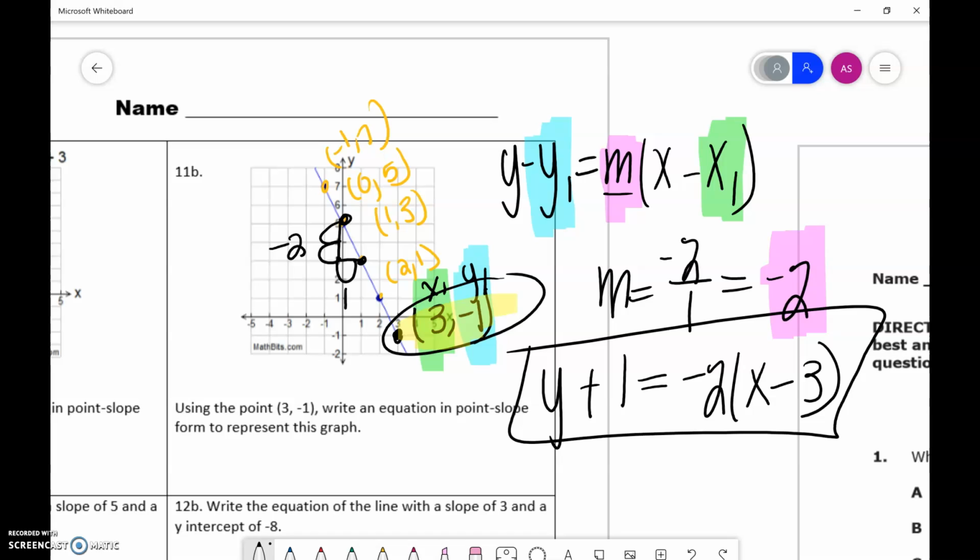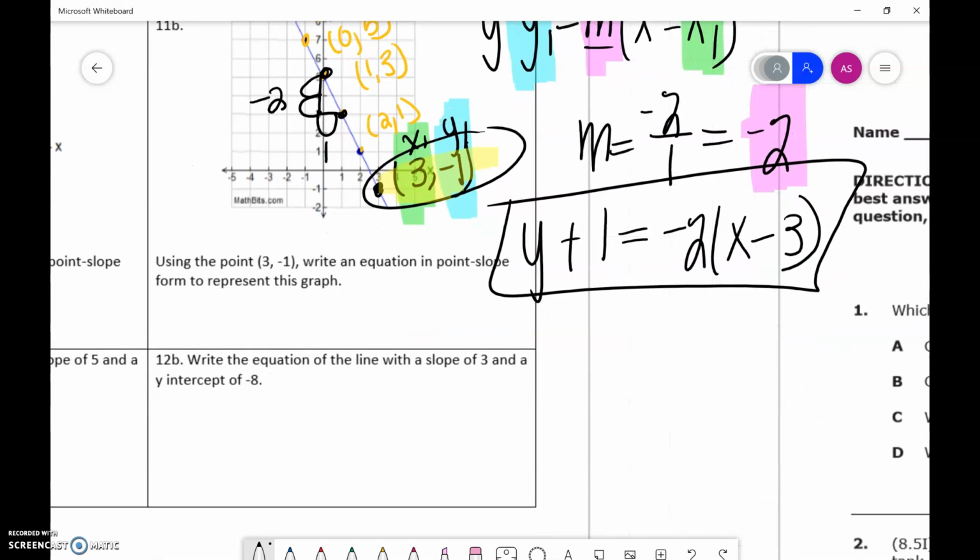So make sure that you're reading to know which form that they want it in. Of course, if they ask for slope-intercept form, you will have to keep going and solve for y. And for my pre-AP students, if they ask for standard form, you take it from slope-intercept form and get that ax plus by equals c.